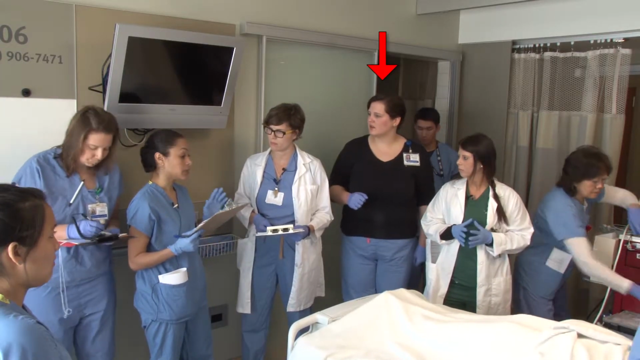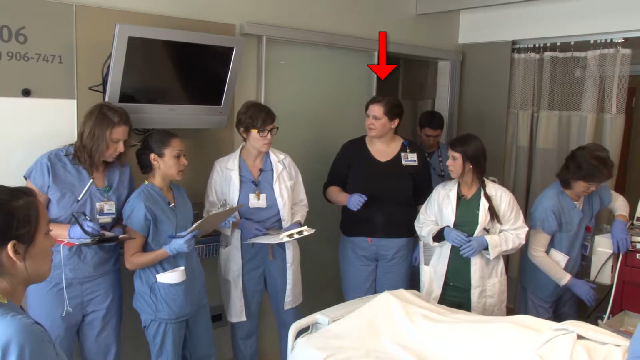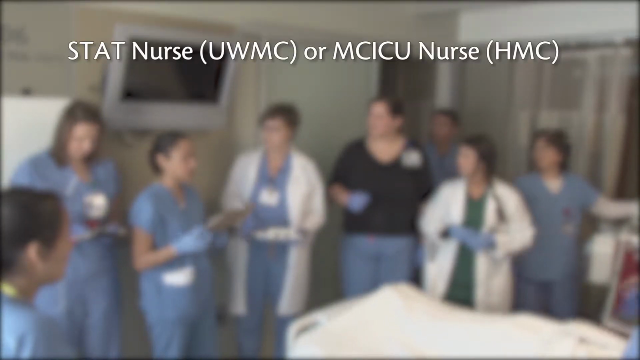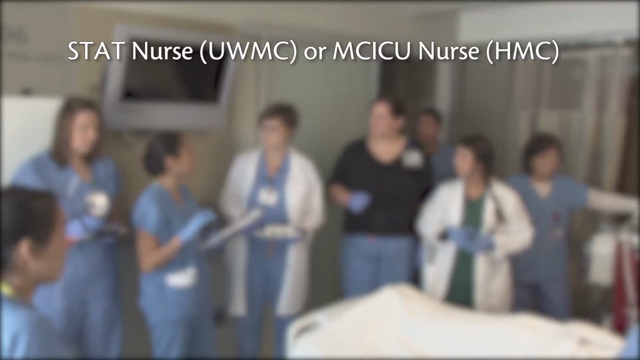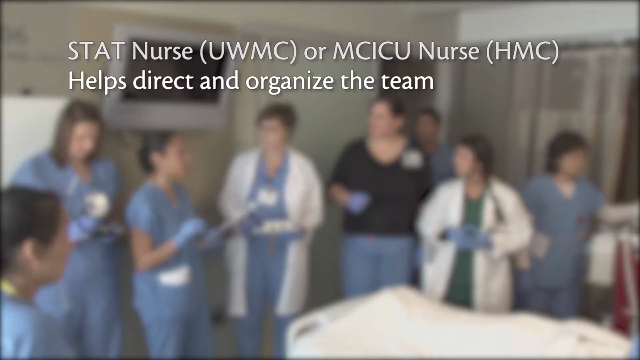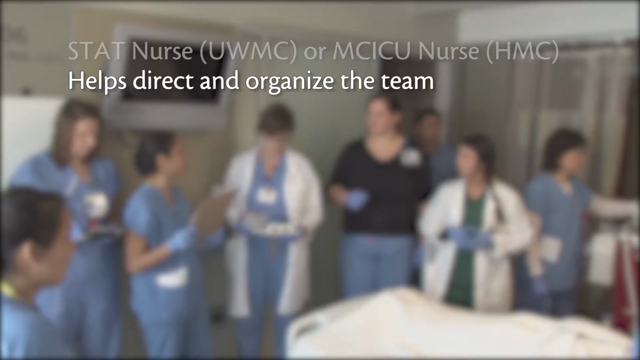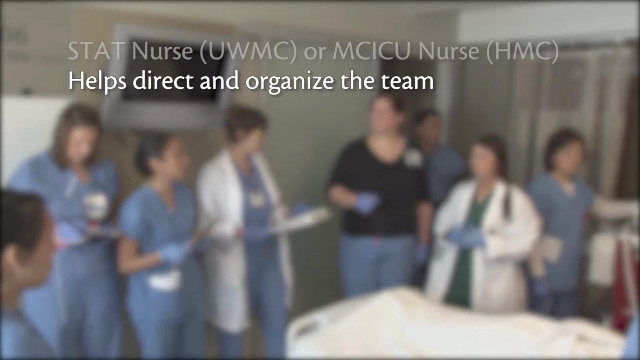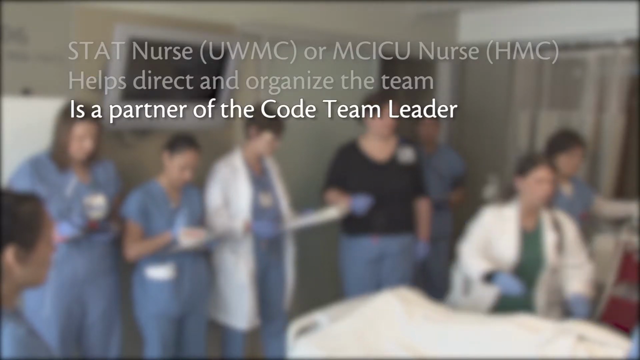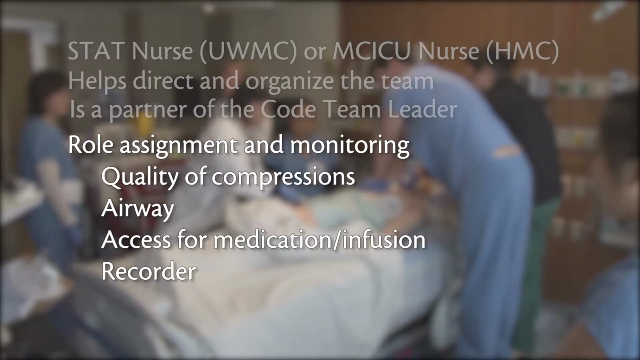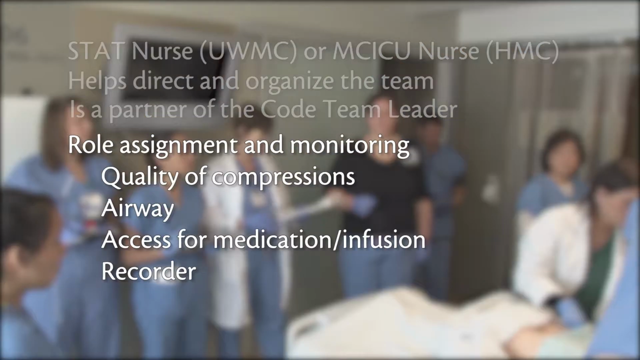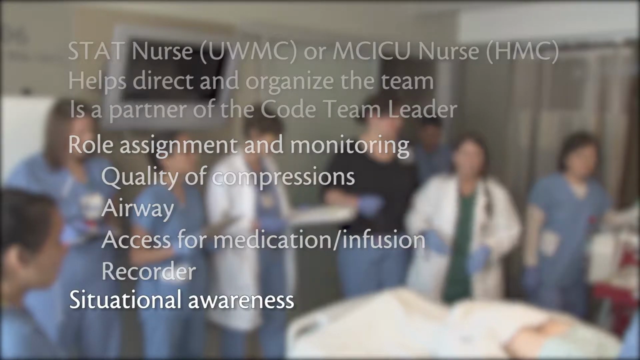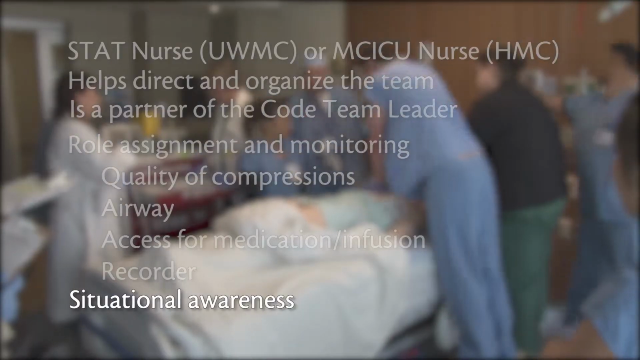The operations nurse is a leadership role that has always existed on the most effective code teams but had not been formally named. At UWMC, this role is filled by a stat nurse, and at HMC, it's an MC-ICU nurse. The operations nurse helps direct and organize the team. They bring years of experience with codes and have previously worked with many of the non-physician team members. Apart from collaborating with the code team leader, operations nurses also assign roles to other providers and monitor their tasks, especially the quality of compressions and how the recorder is doing. They also help maintain situational awareness. We'll talk more about this in a few moments.